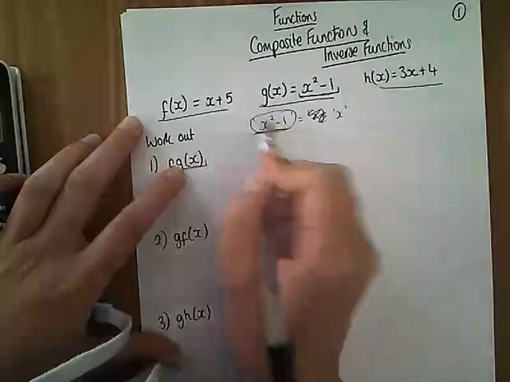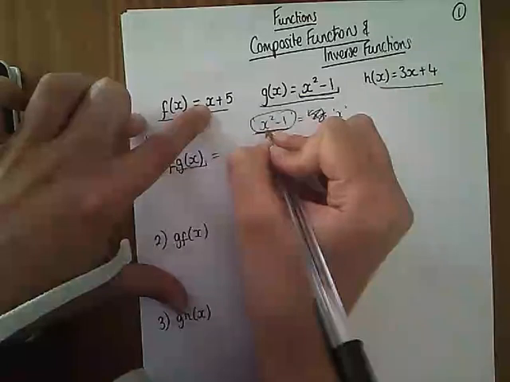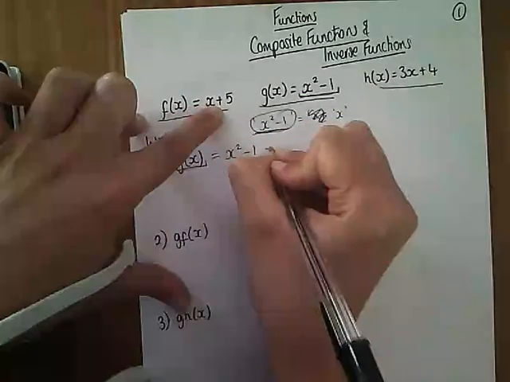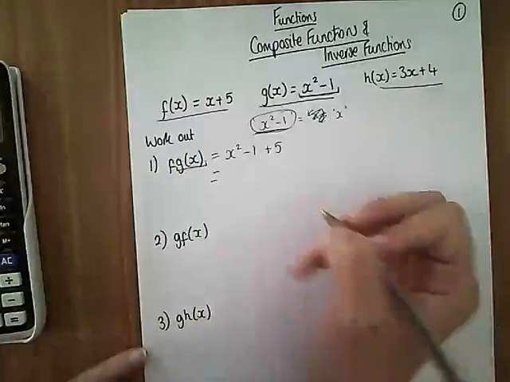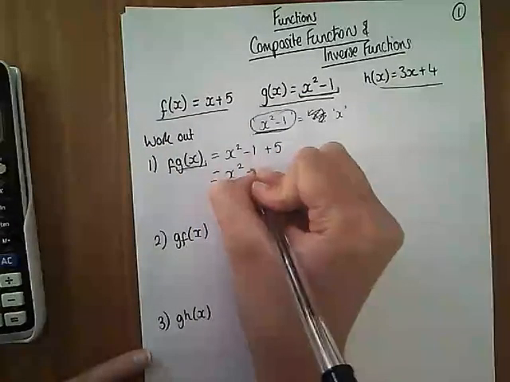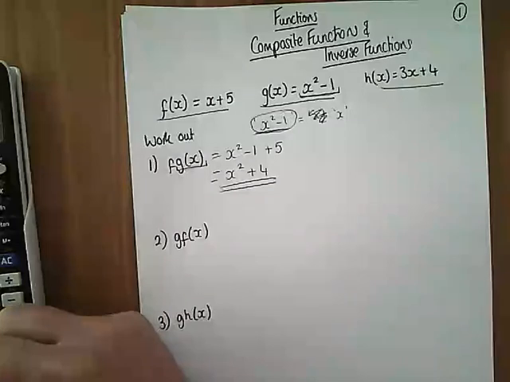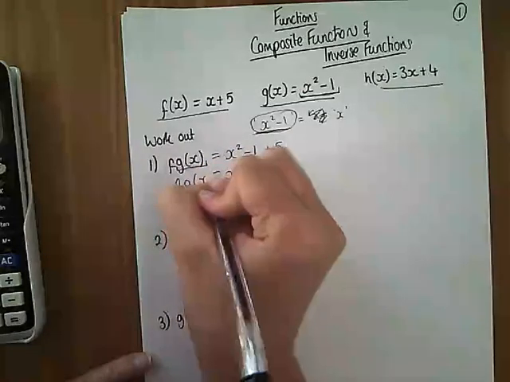So we've got x, which is x squared minus 1, plus 5. And then you just tidy. So x squared minus 1 plus 5 is just x squared plus 4. That is fg of x.